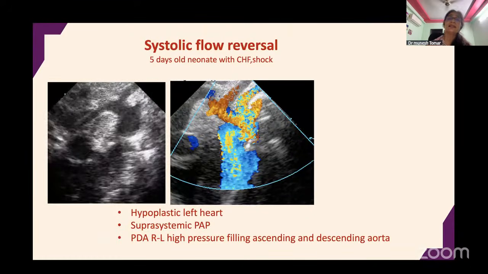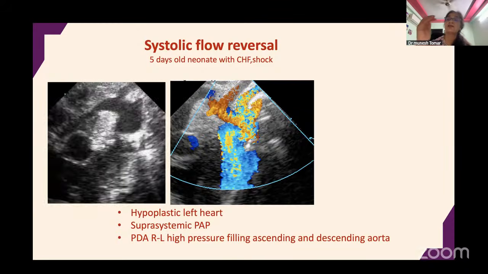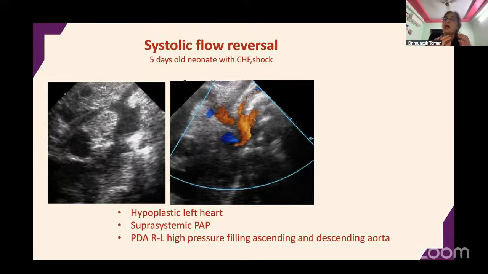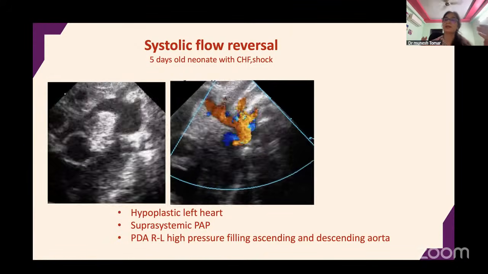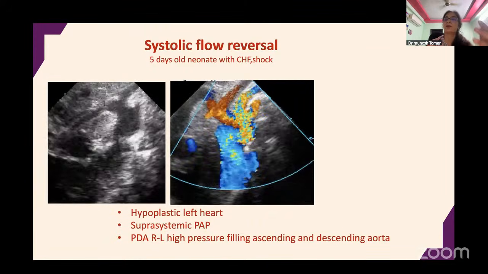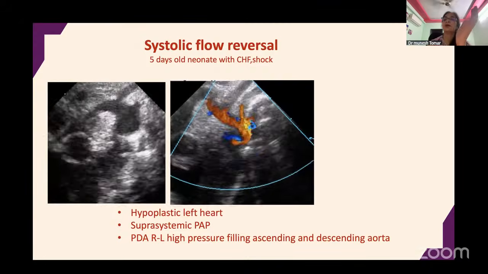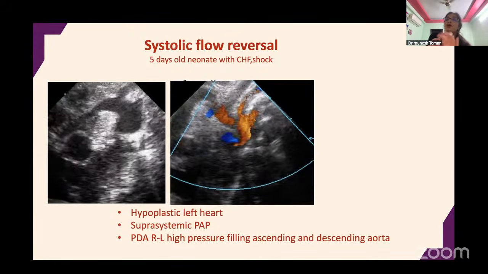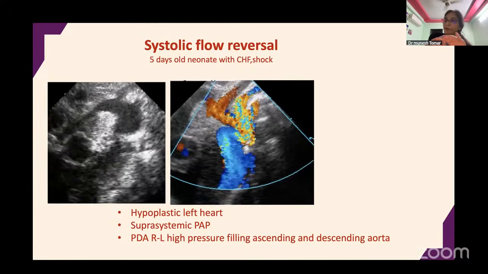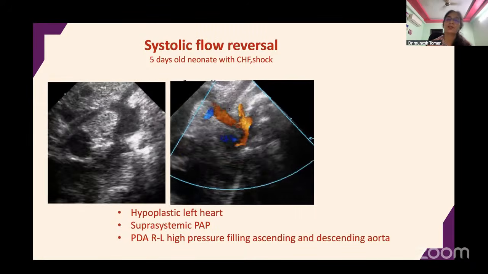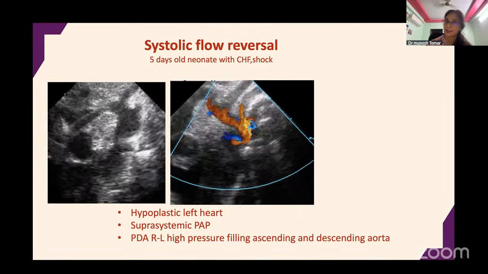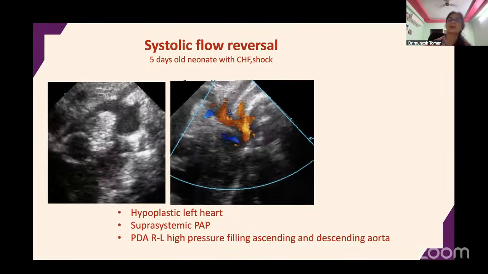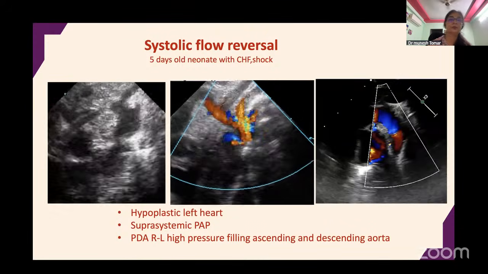Apart from diastole, systolic flow reversal in the aorta in the transverse arch is basically when the PA pressures are suprasystemic, like hypoplastic left heart syndrome. Here the whole of the circulation is dependent on the PDA. So the PDA is feeding the aorta, the cerebral artery, and the descending aorta. So in systole, you will find flow in both circulations. This is a sad disease with a poor prognosis, but these are just interesting Doppler findings in these patients also.